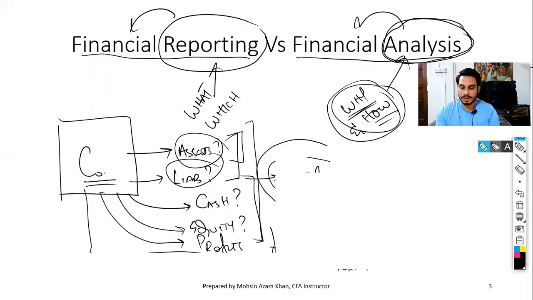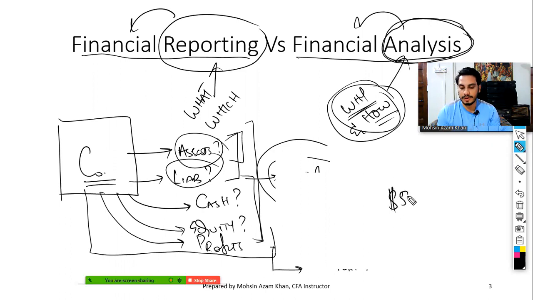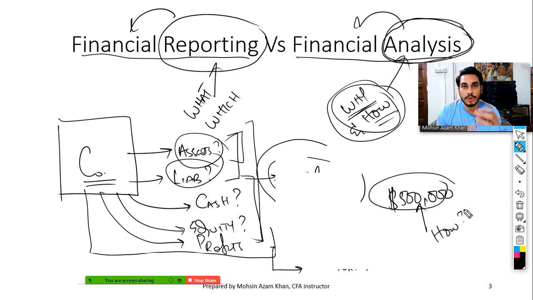So just summarizing this concept. If a company informs you their profits are 500,000, we call this reporting. The company is reporting their profits. As an analyst, what you need to do is analyze how the company was able to reach these profits.